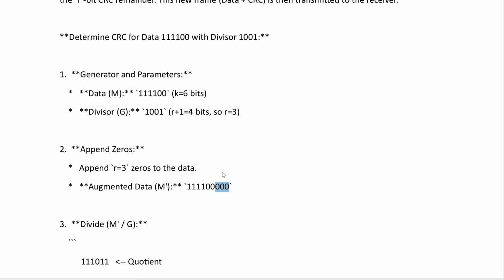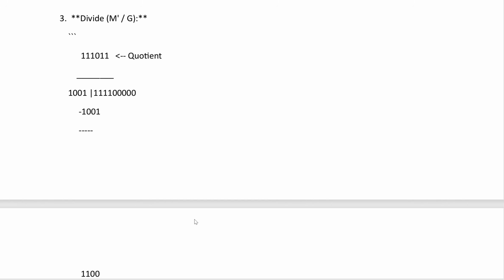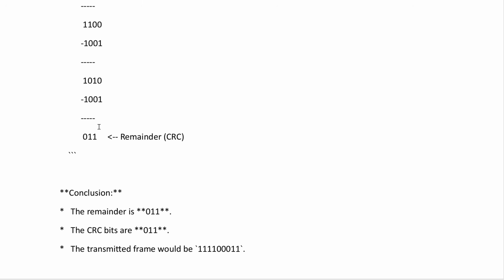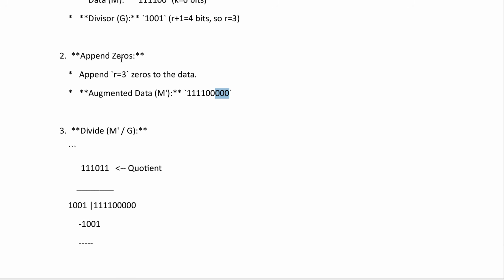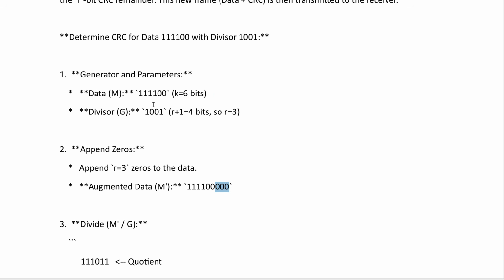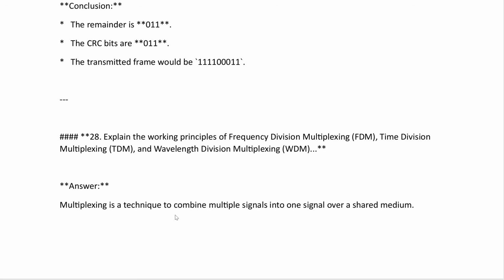And then we divide this whole quantity by this divisor. And then what will be the remainder? This remainder will represent CRC, that is cyclic redundancy check code. And we will be appending this remainder to the end of the original message m. What is the original message m? This is the original message m. At the end of this original message m, we will be appending the remainder.